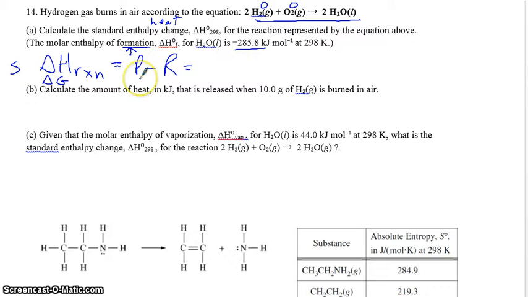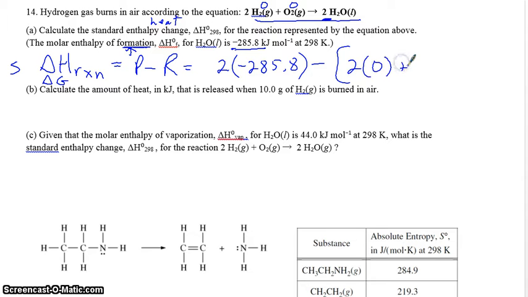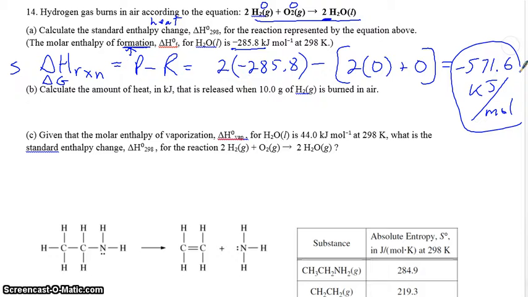So we do products minus reactants. Don't forget that we have 2 products, so we have to multiply this number by 2. So we get 2 times negative 285.8 minus, and then we'll have to add 2 times hydrogen, which is 0, plus 1 times oxygen, which is 0 as well. So effectively, we're just doubling this number, which gives us negative 571.6 kilojoules per mole. Not too bad. So this would be the delta H that goes in the back of the equation now. Negative 571.6 kilojoules per mole.